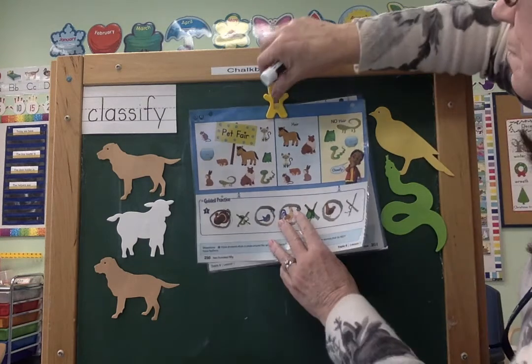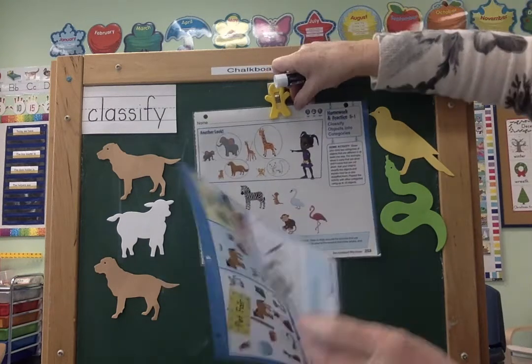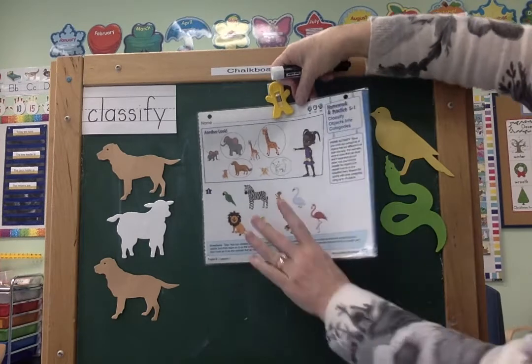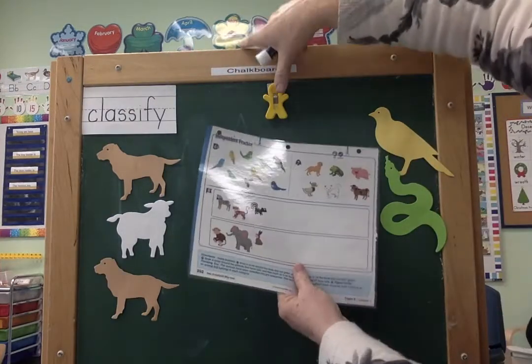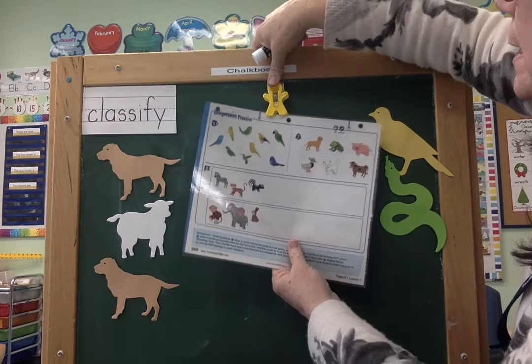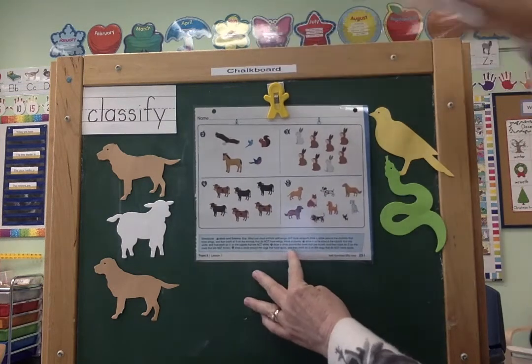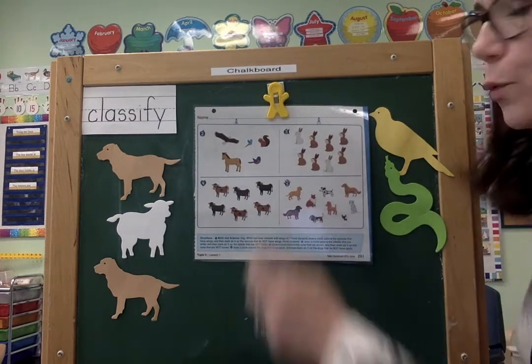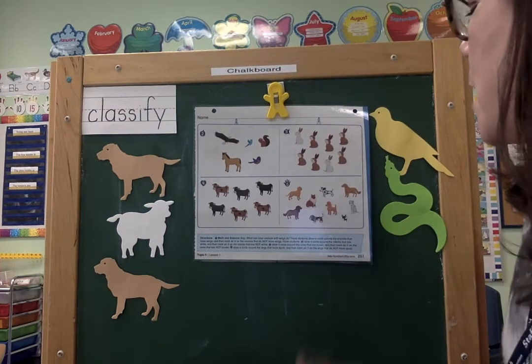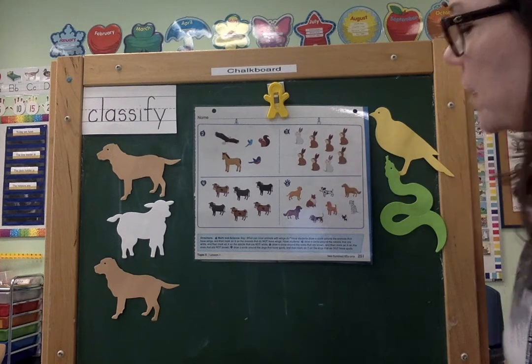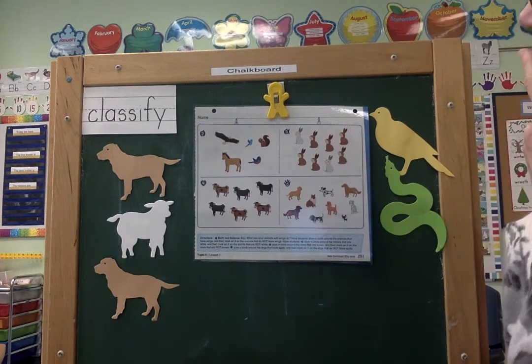All right. We're going to move to our second page, and we're going to be on number 2. Okay, so here we have another group of animals. We're going to look at these animals, and we're going to look for animals that have wings.